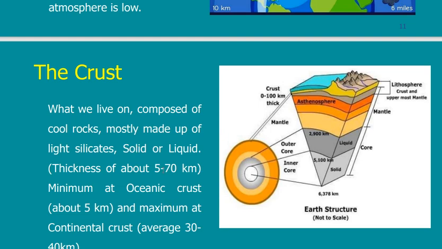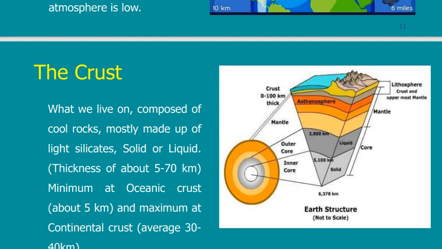The thickness of it is from 5 to 70 kilometers. You may find in other places they say from 5 to 35 to 45. Don't worry, all of them are correct because we don't know where it was measured. If I measure at this location, it's different from another location. So the thickness varies from, say, 5 to 70 kilometers. It is at a minimum thickness at oceanic crust and maximum thickness at continental crust.